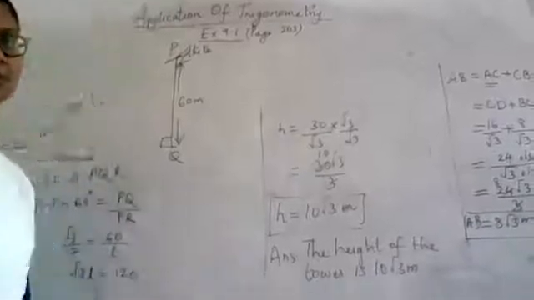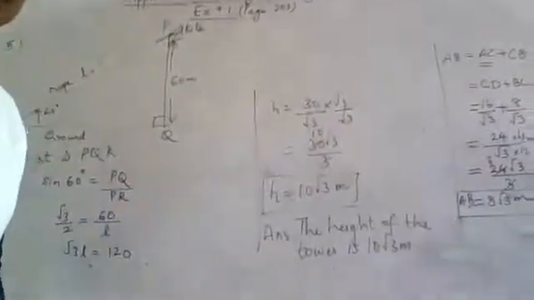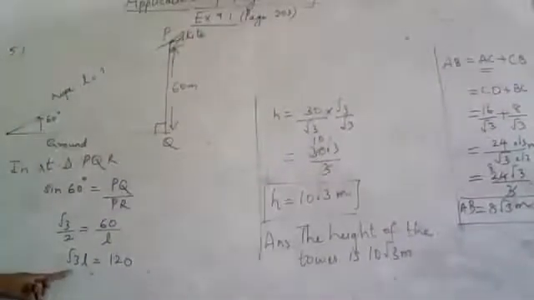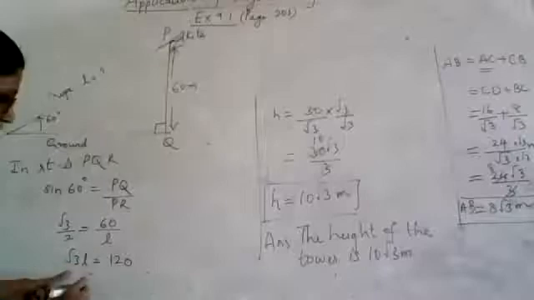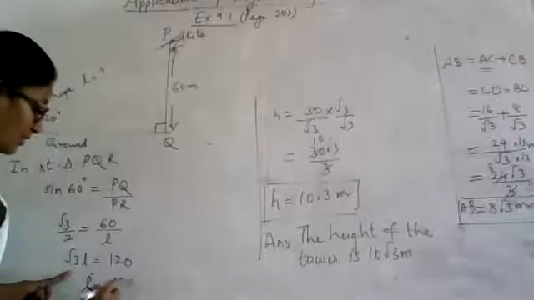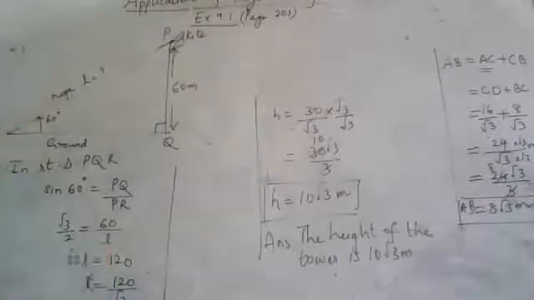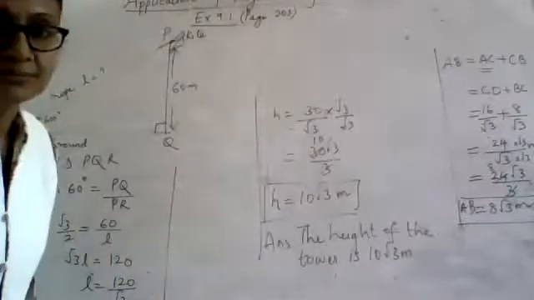So continue with the problem. We are here. We have root 3 times L equals 120, or L is equal to 120 divided by root 3, which I will see as again rationalizing the denominator.